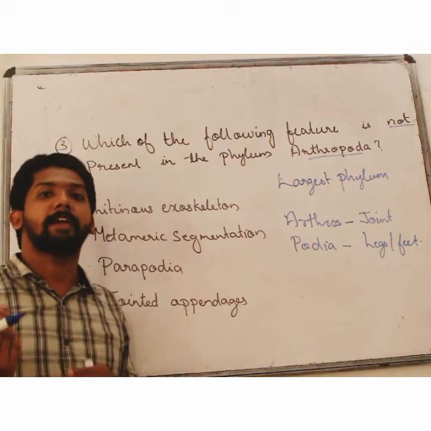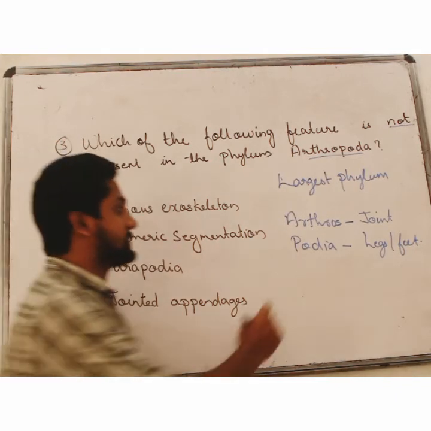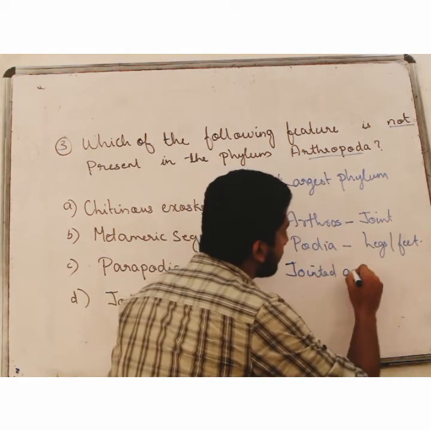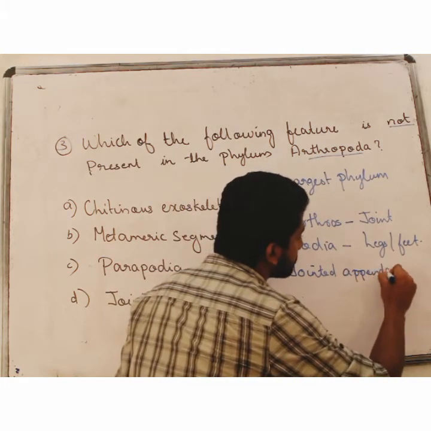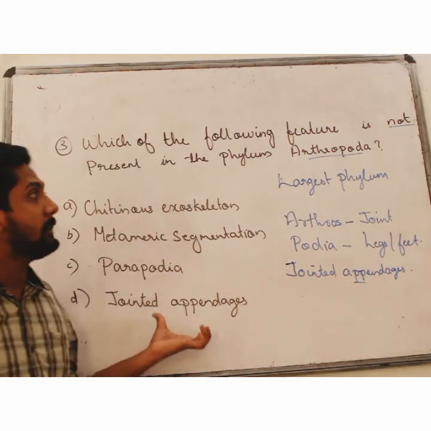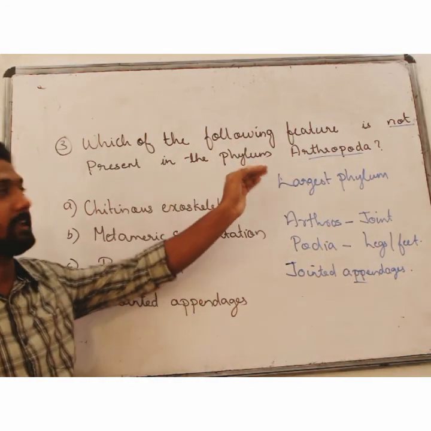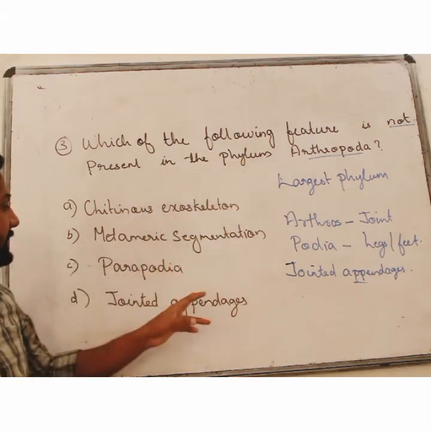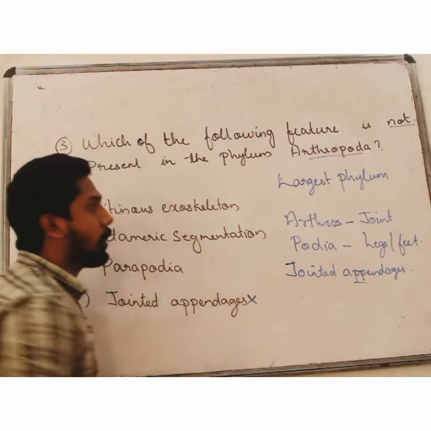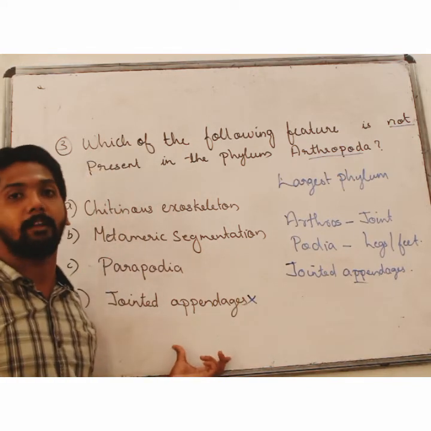They are organisms with jointed appendages. So when we are looking at the options, which of the following features is not present in the phylum Arthropoda? Here we have jointed appendages. It is evident that that is a wrong option because that is a feature of Arthropoda.